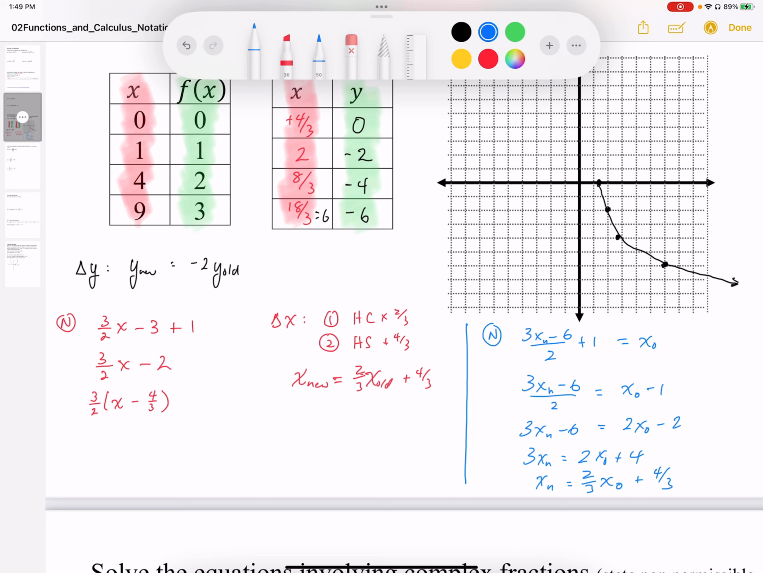So you can see that using the factored form, I got this result. And then using the undoing strategy, I'm going to get the exact same transformation. My change in x is going to be, this is what I'm going to end up doing, times by 2/3 and then plus 4 over 3 to get the changes in the x values.